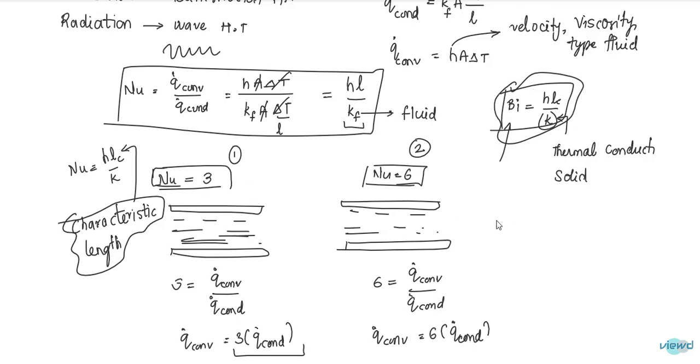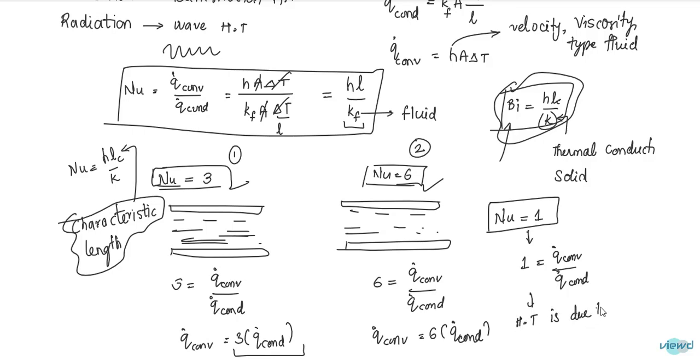And also I forgot to tell you one point. Here Nusselt number is 3, here Nusselt number is 6. If the interviewer asks you what is the situation if the Nusselt number is 1: if the Nusselt number is 1, Q convection is equal to Q conduction. So that means heat transfer is due to conduction only, not due to convection. So this is about the Nusselt number.